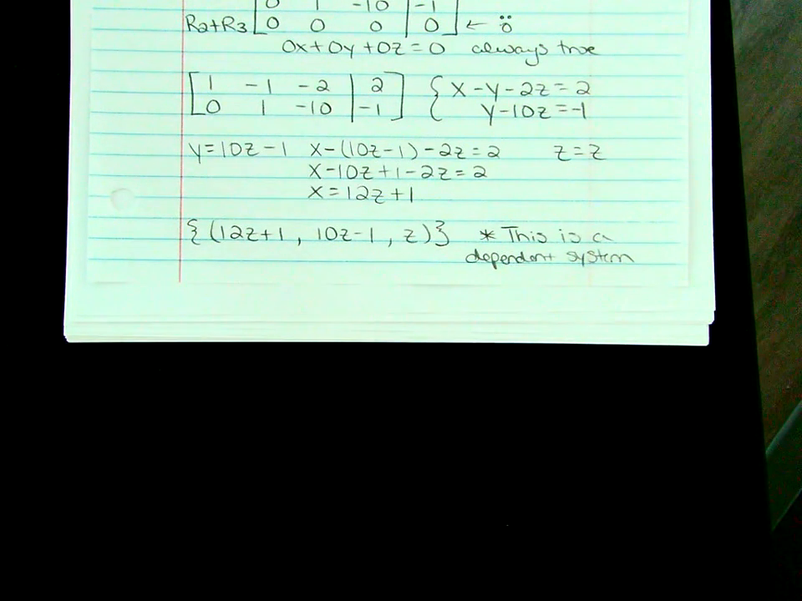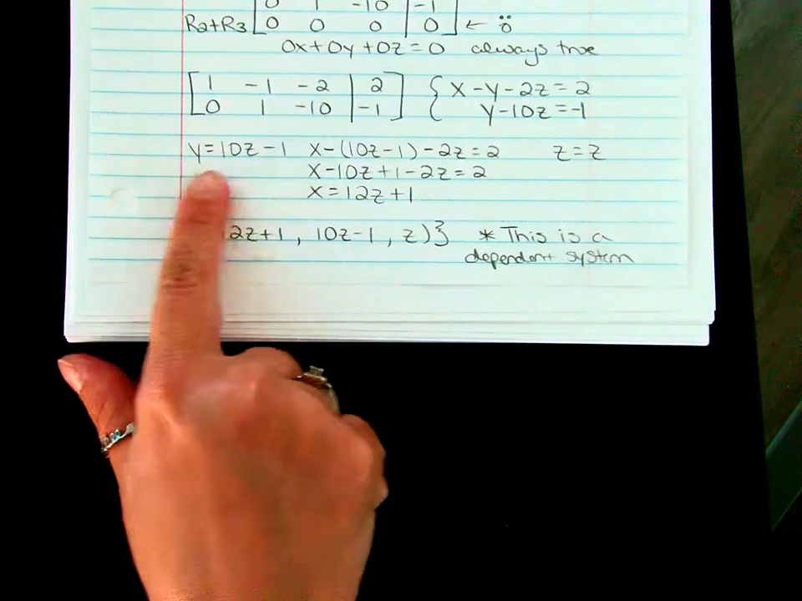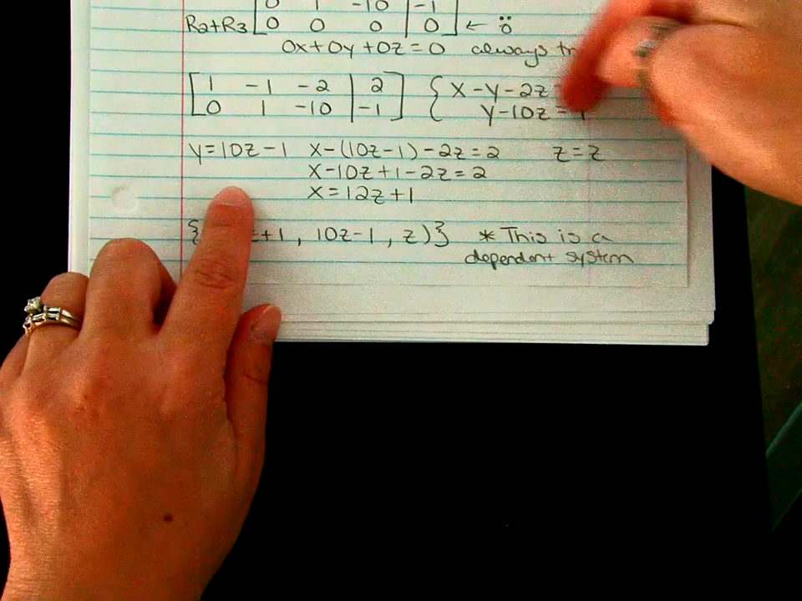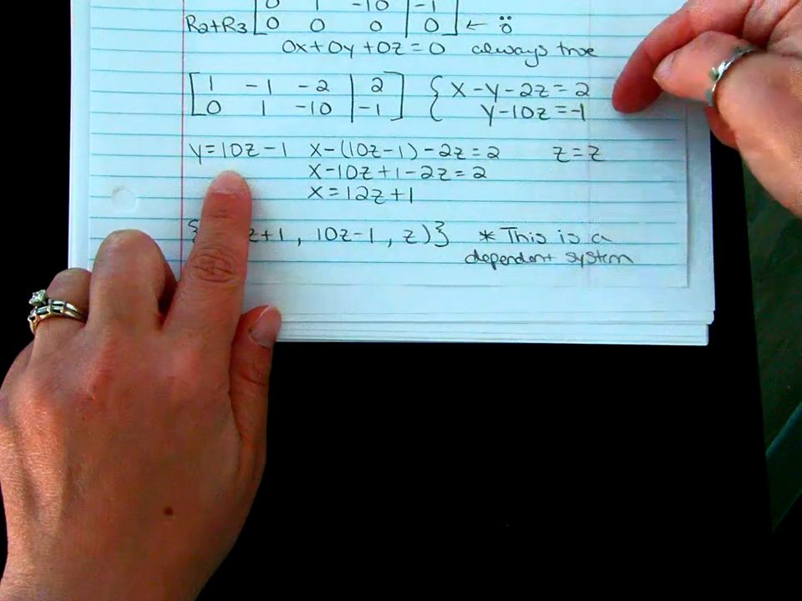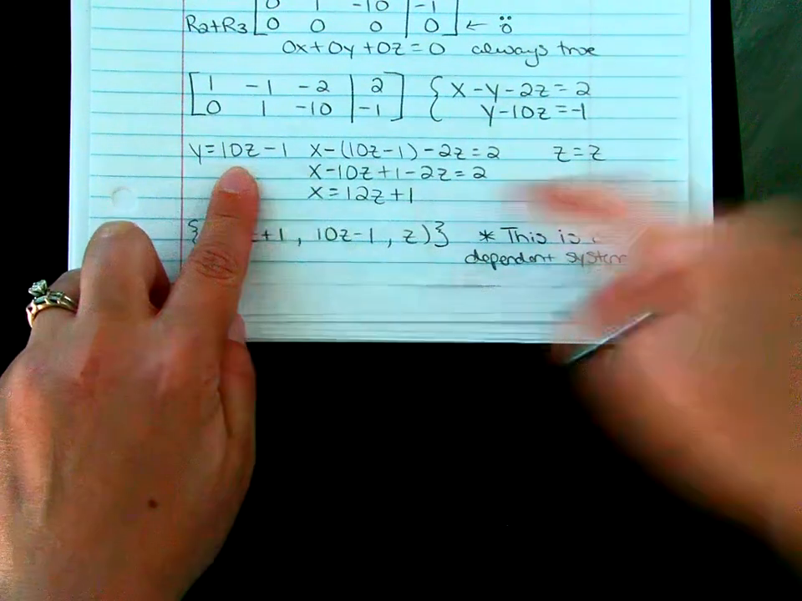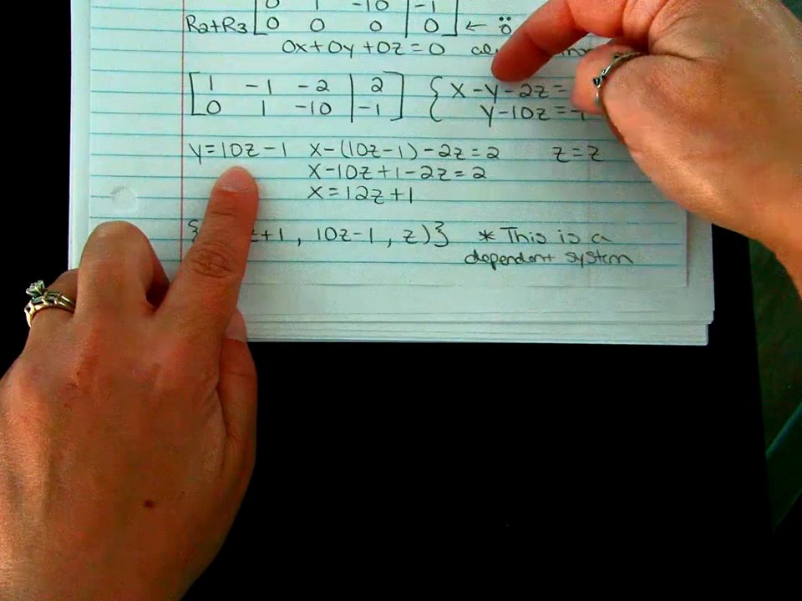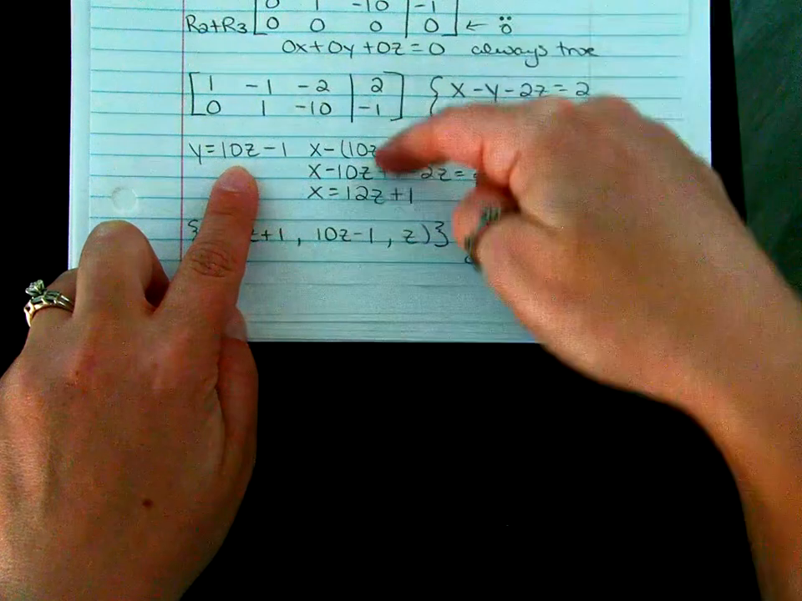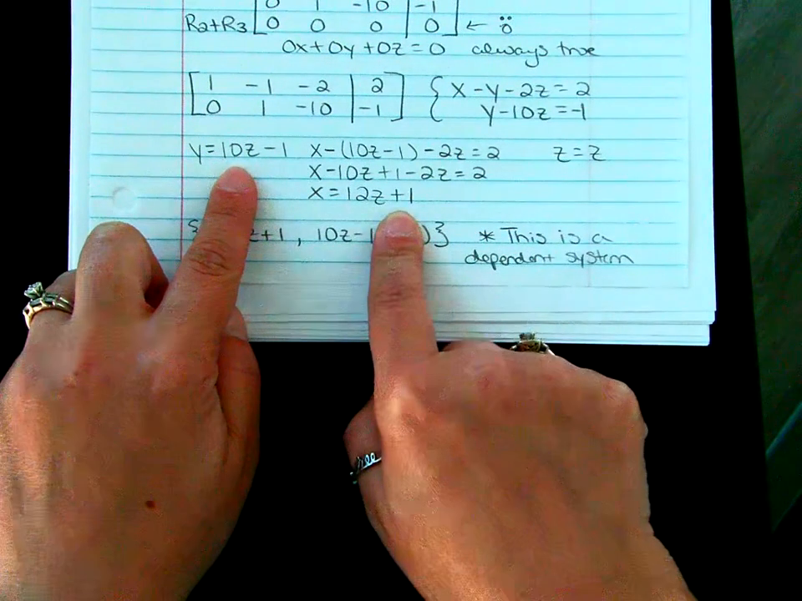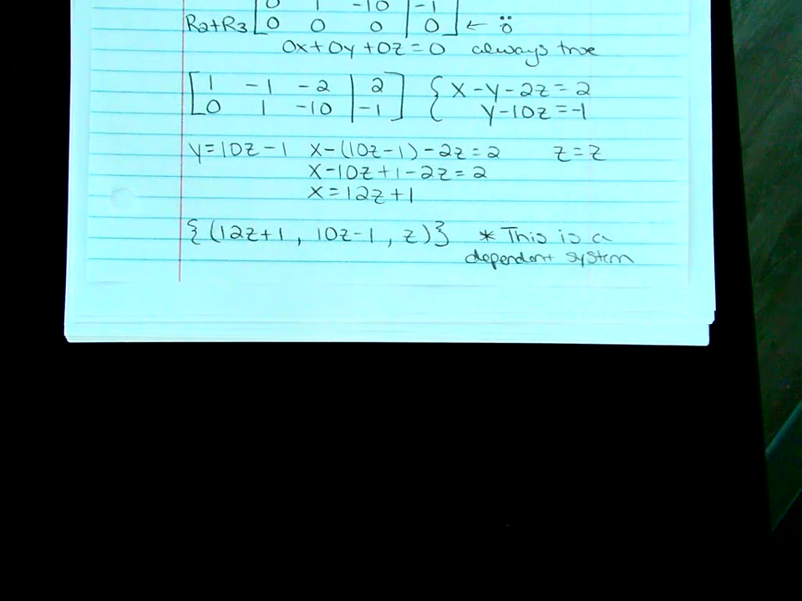And if z equals z, we can write y in terms of z. All we did was we moved that negative 10z over to the other side. And if y equals 10z minus 1, then we can substitute that into the top equation and solve so that x is 12z plus 1. Then we know x, y, and z all in terms of z. And if we know what z is, we know what everything in this ordered triple is.